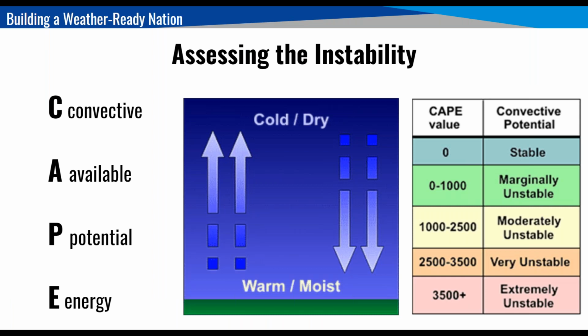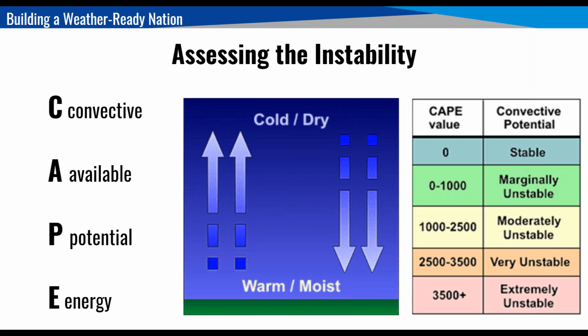The second ingredient is assessing the instability that's present in the atmosphere. You may hear meteorologists every so often discuss CAPE. What exactly is CAPE? Well, you can see here on the left-hand side that it stands for convective available potential energy. So this is a measure of how much instability is present in the atmosphere at any given time. Here at the National Weather Service, and meteorologists alike, use this as essentially a tool to measure, based off the values, how unstable the atmosphere is.